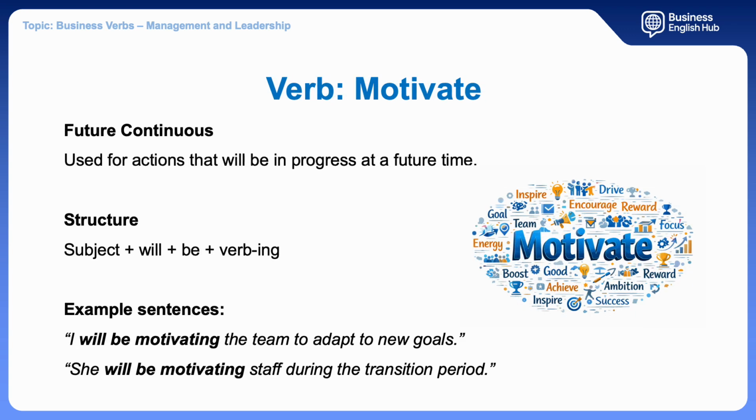The future continuous of motivate is used for actions that will be in progress at a future time. The structure for the future continuous is subject plus will plus be plus verb with ing. Example sentences include: I will be motivating the team to adapt to new goals. She will be motivating staff during the transition period.